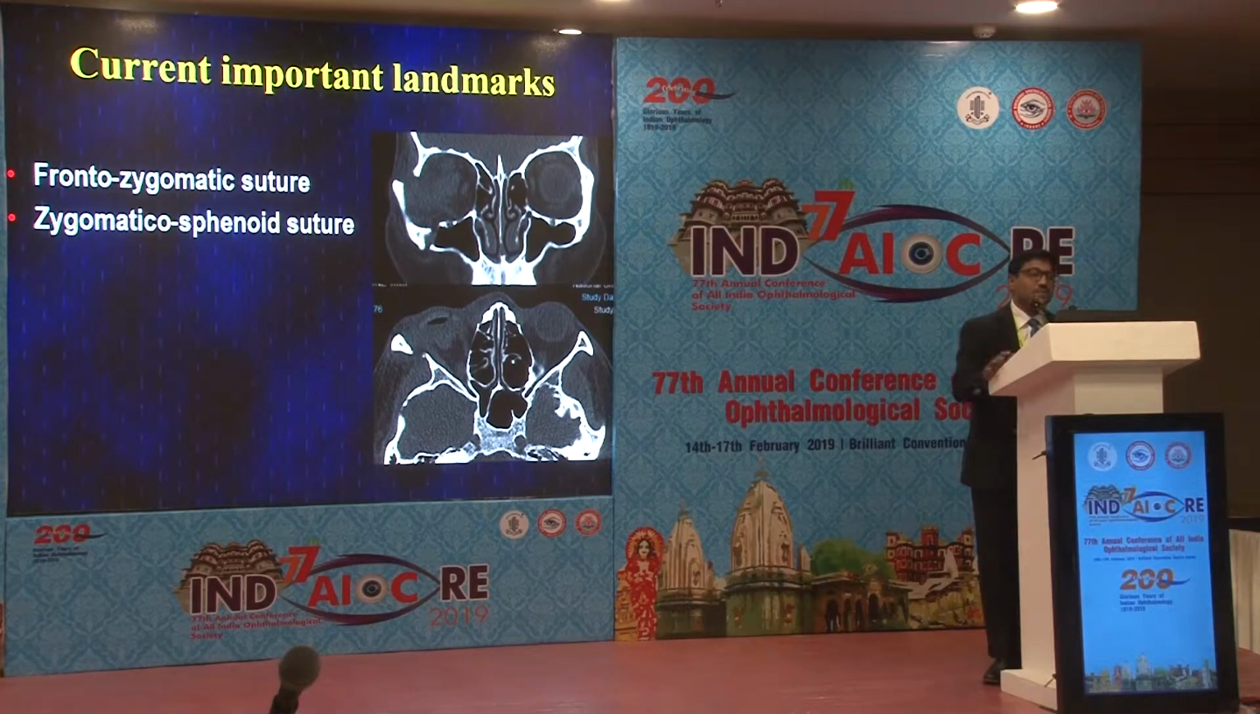So look at the principles of reconstruction. If you don't get the rim right, it's like the frame of a picture. The picture itself is never going to be right. So you have to know the anatomy of the frontozygomatic suture and the zygomaticosphenoid suture, so that when you reduce these fractures, they are in perfect alignment.